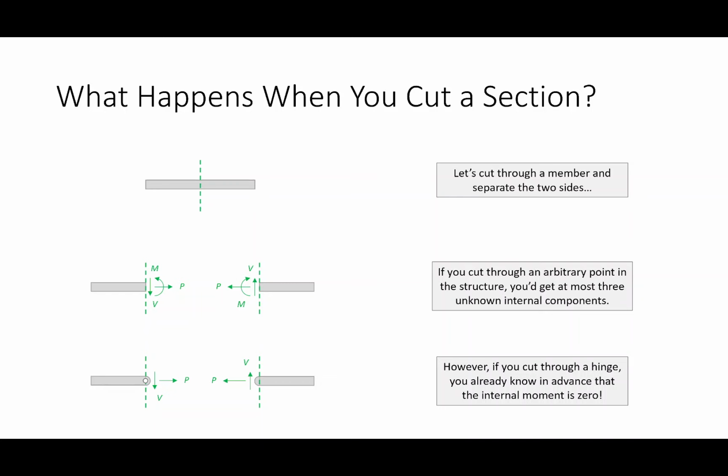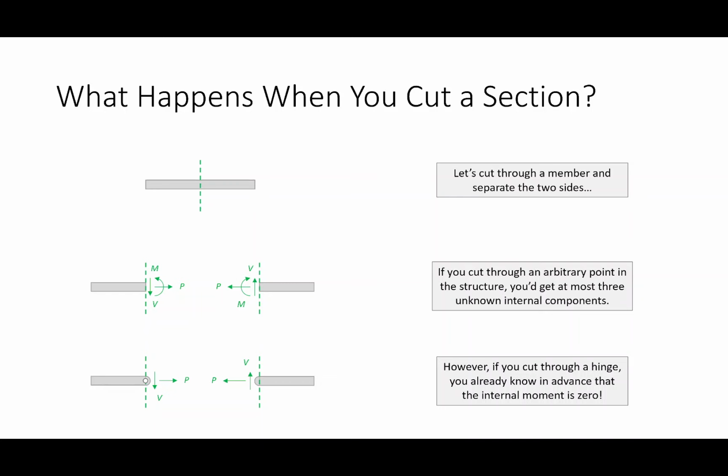What I really want to focus on is the difference between this and this. I propose that if you cut a section through some random point in the structure, you're going to get 3 possible unknowns. But if you cut a section through a hinge, you're going to get 2 unknowns: an unknown force in the x direction and an unknown force in the y, but no moment.